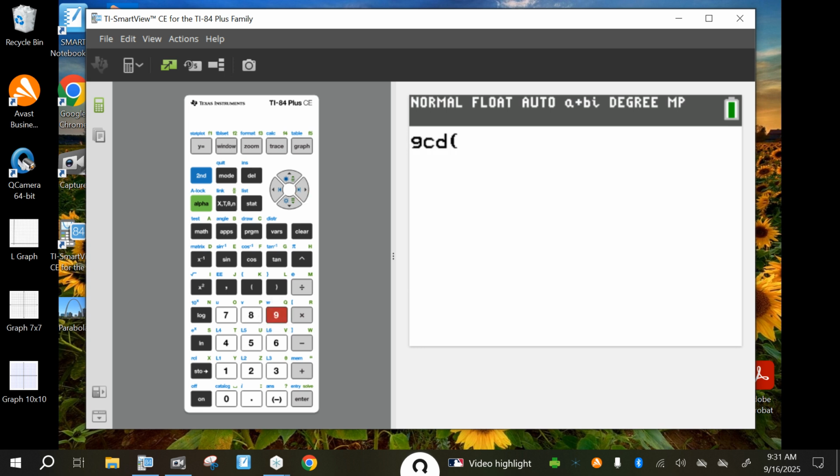GCD is the same thing as GCF, but you can only use 2 positive numbers. So you type in the first one, like 125, comma, 25. So use the comma that's above the 7, and it'll give you the GCF or GCD for greatest common denominator. But math, right arrow to number, and it's option 9.